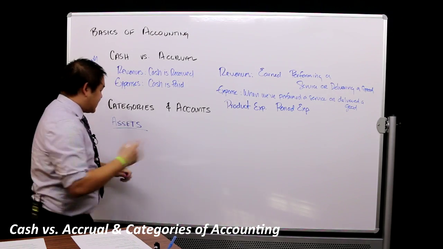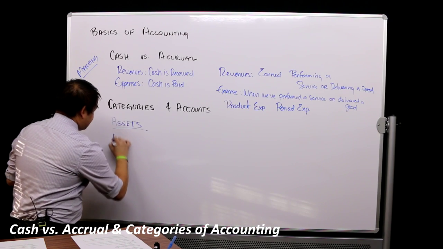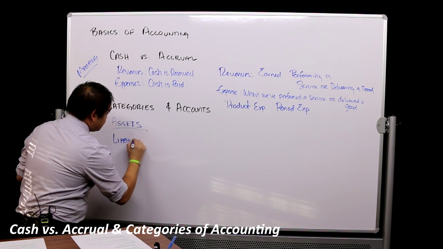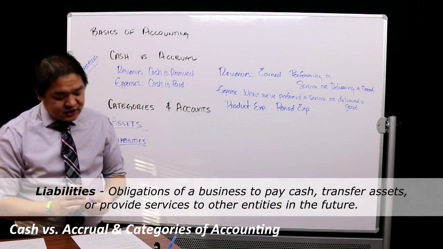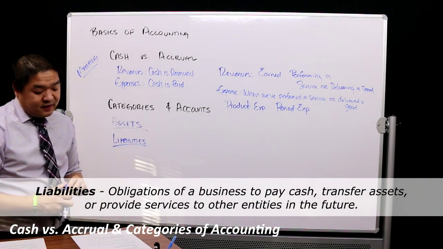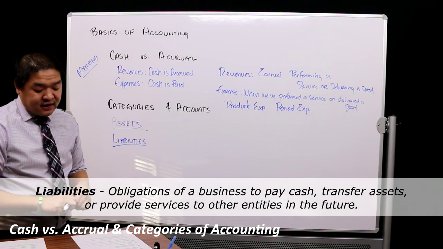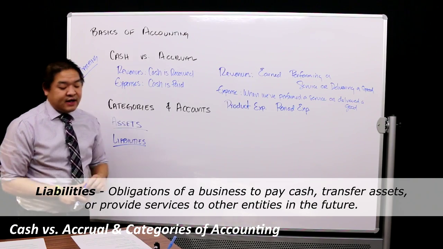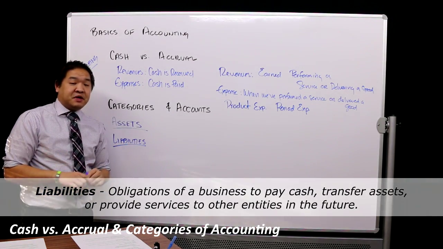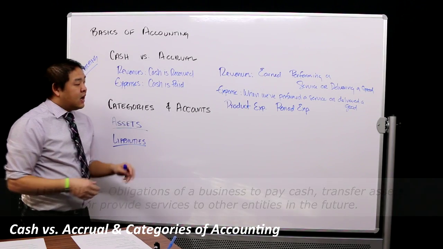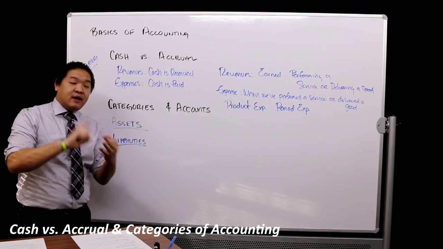The second one that we need to know, and these are all categories, is liabilities. Liabilities are obligations of a business to pay either in cash or transfer an asset or provide services to other entities in the future. Liabilities, I like to just call it things that the company owes to someone else. And it can be in cash, it can be in a service, or it can be in an asset.